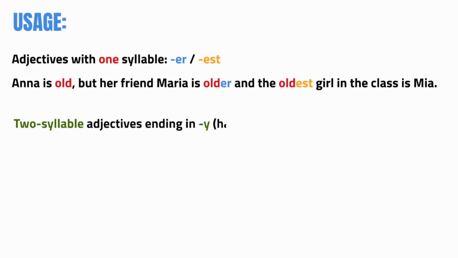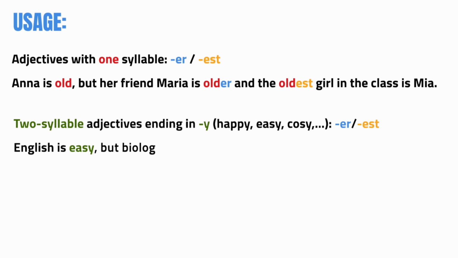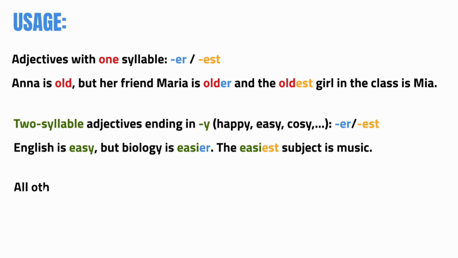Watch out for the ending. Then there are adjectives with two syllables that end with a Y, like happy, easy, cozy. The same ending, er or est. English is easy, but biology is easier. The easiest subject is music.